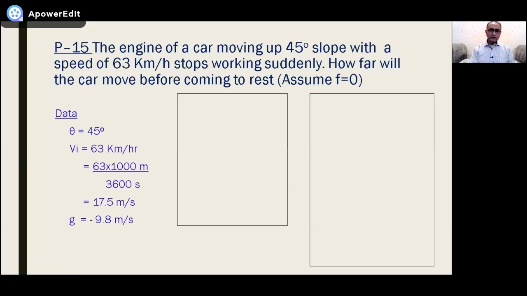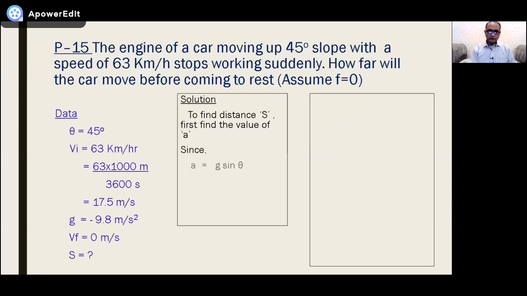Again, the value of g is 9.8. We have VF 0. S is equal to question mark. So let's find the acceleration as we did in the previous problem. Okay, done.